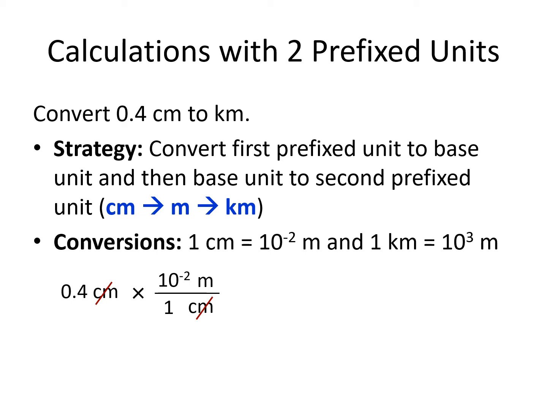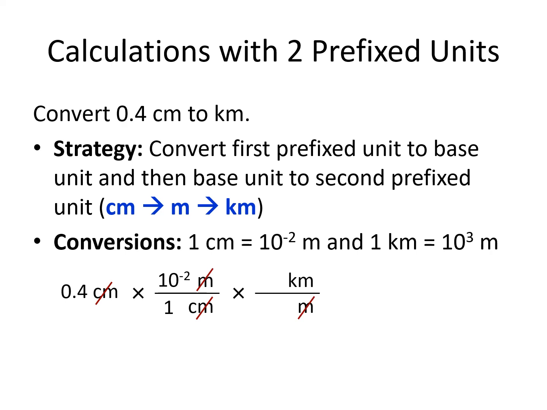I could get the result of this calculation and then do a second one, or I can string my conversion factors together. By stringing them together, I can avoid rounding error. Since my first conversion factor has meters in the numerator, I need meters in the denominator of my second conversion factor to cancel out.